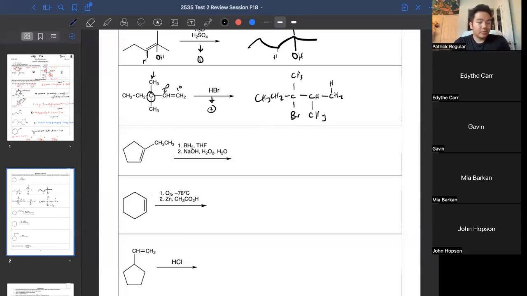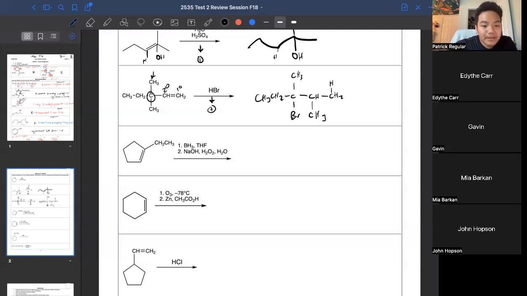Does that make sense on when and where a shift can happen? Does anyone have any questions regarding carbocations, shifting in general, or what we've covered so far? The silence means, what's up?